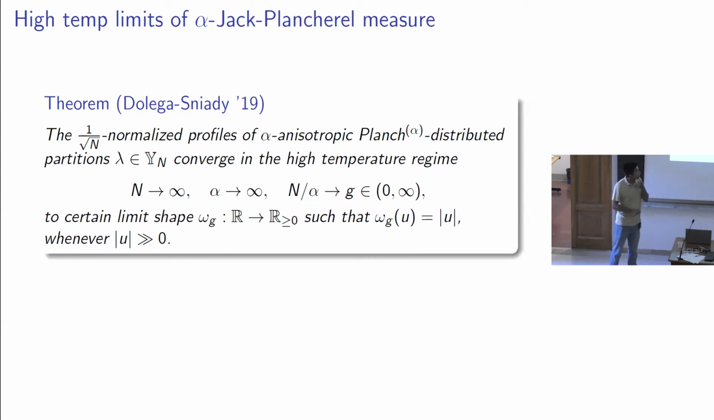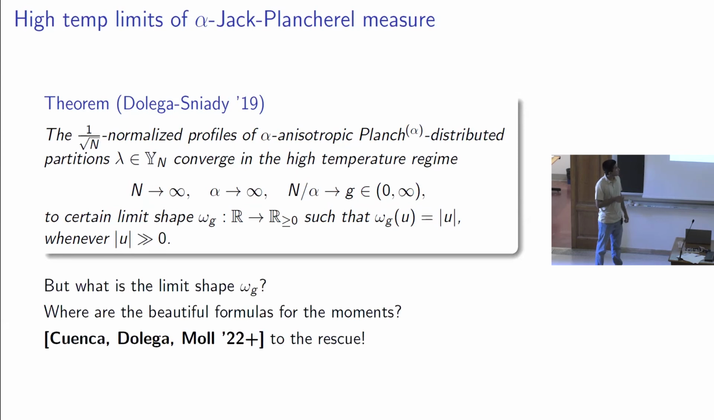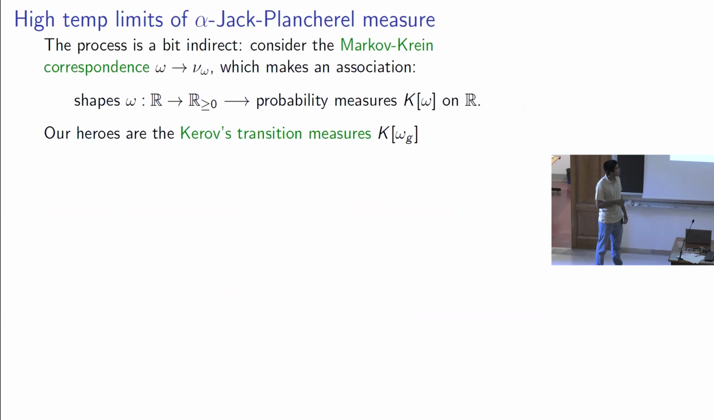So that's a nice result, but compared to other previous results, it's a little bit unsatisfactory, just as it's stated here. That's because I'm not telling you what omega is, and what the formulas for the moments are. We had some nice combinatorial objects. And that's exactly work in progress with Maciek Dołęga and Alex Moll, which gives a complete description of omega.